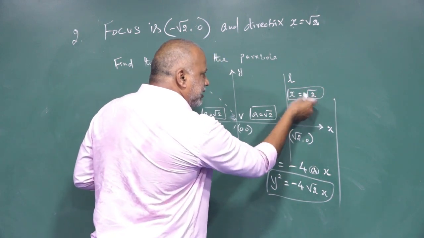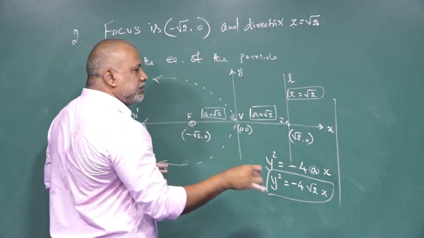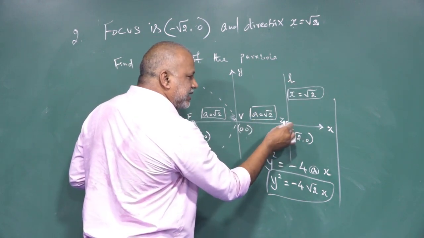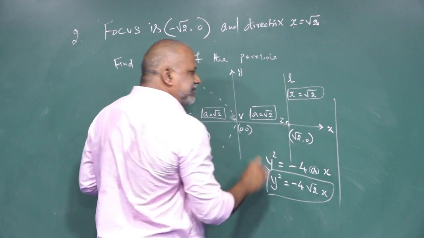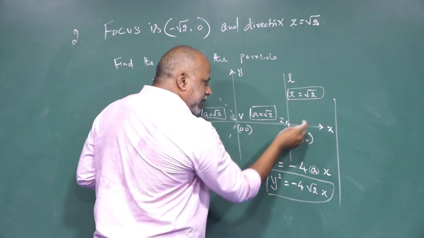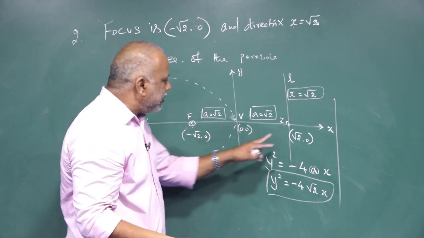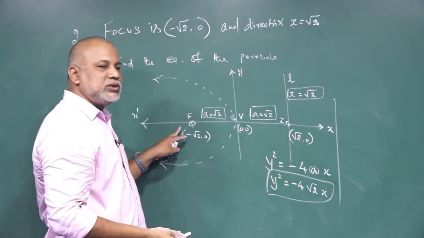So, the equation: all the directrix passes through this Z. This directrix passing through the Z means Z is the point placed on the x-axis. Here x equals root 2. This point Z is placed on the x-axis, so the value of y must be 0 only. Therefore this is root 2 comma 0. Here, minus root 2 comma 0.